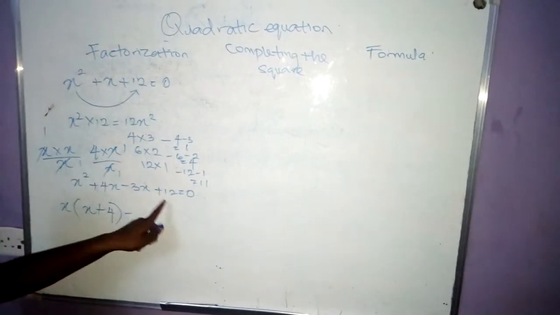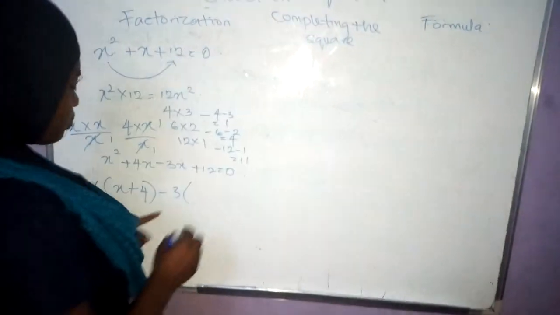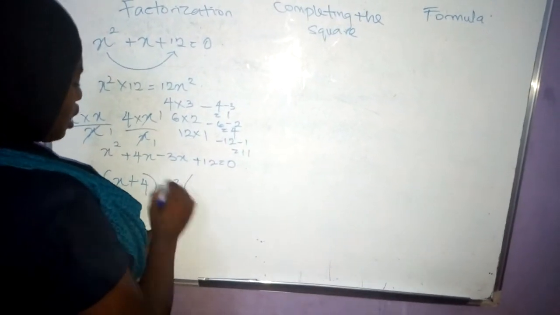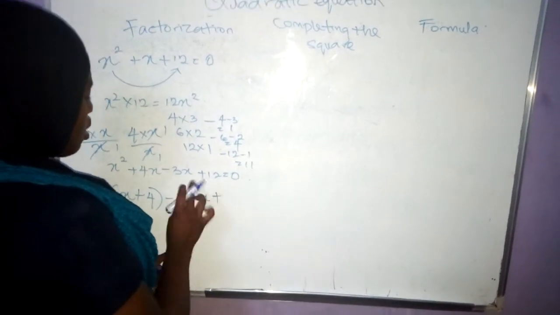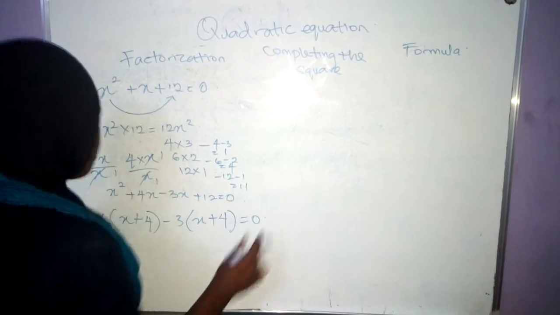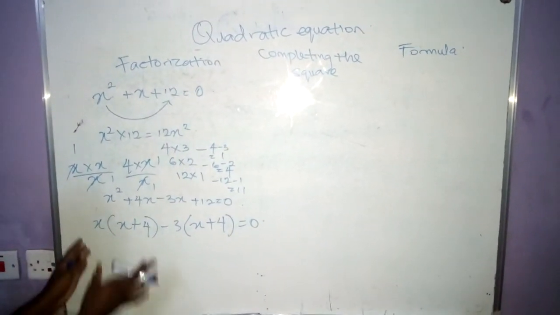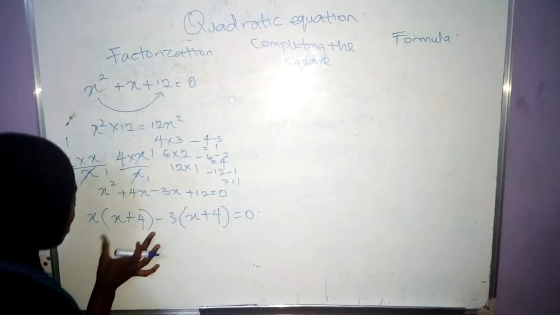Minus the one that is common here is 3. You know 12 divided by 3 is 4. The common factor here is 3, so open the bracket. You cancel it out: x plus 12 divided by 3 is 4. Close the bracket, equal to 0. It's advisable, but not compulsory, that you bring out the common factors in the bracket.